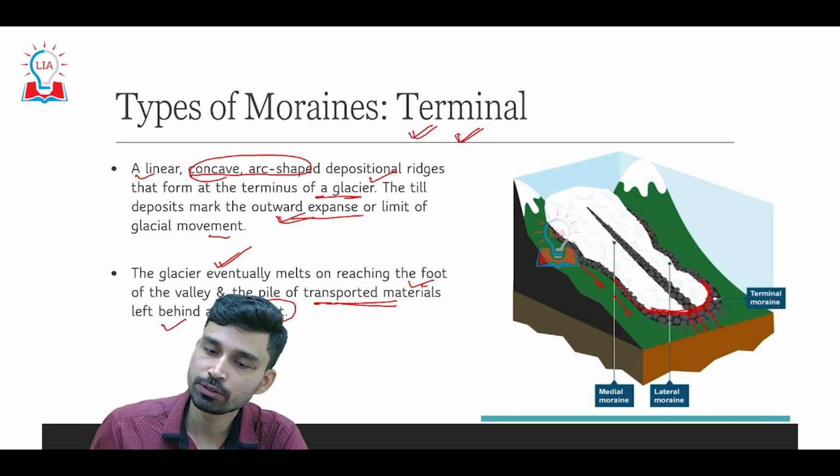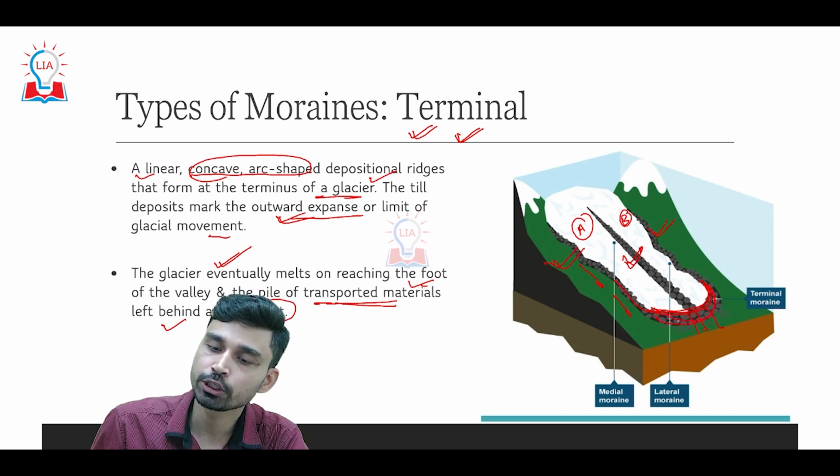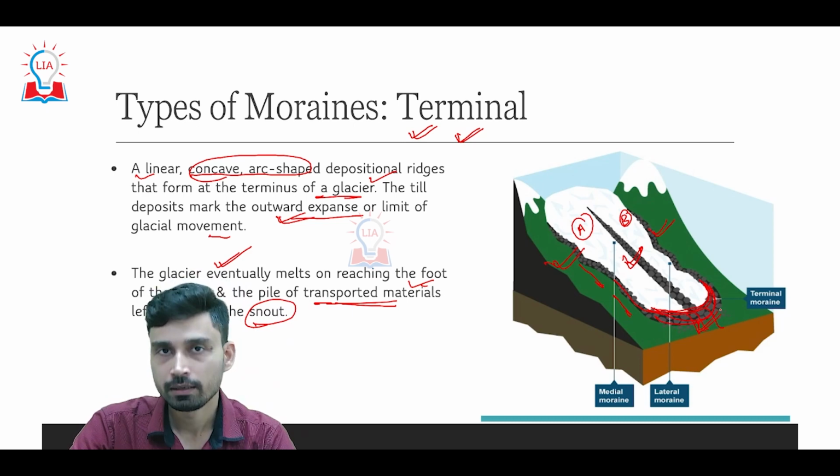So again, if you look at this picture, here is glacier A, glacier B here. This is our lateral moraine. This is our medial moraine, and in the concave arc shape, we have what we can refer to as terminal moraine.